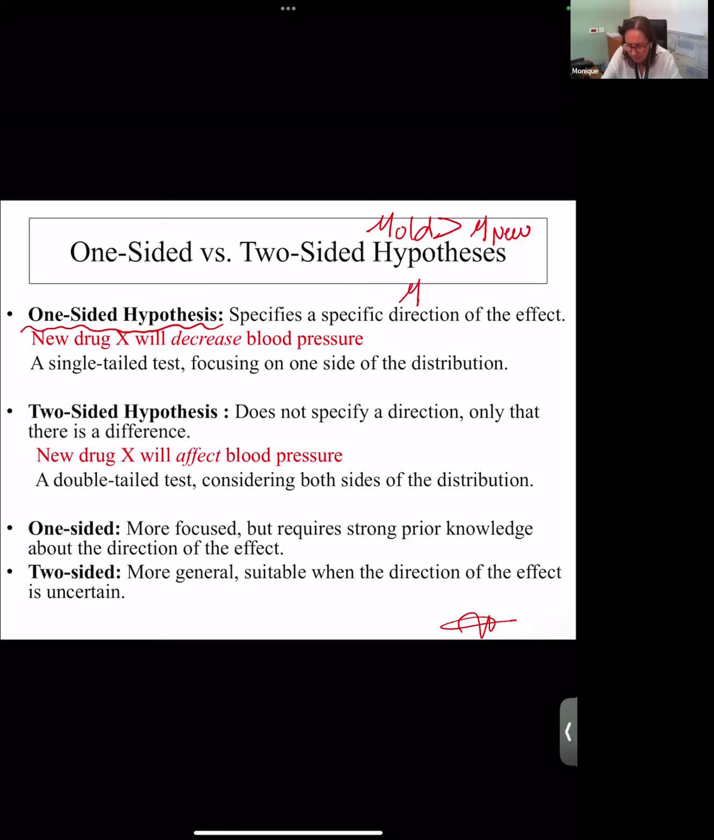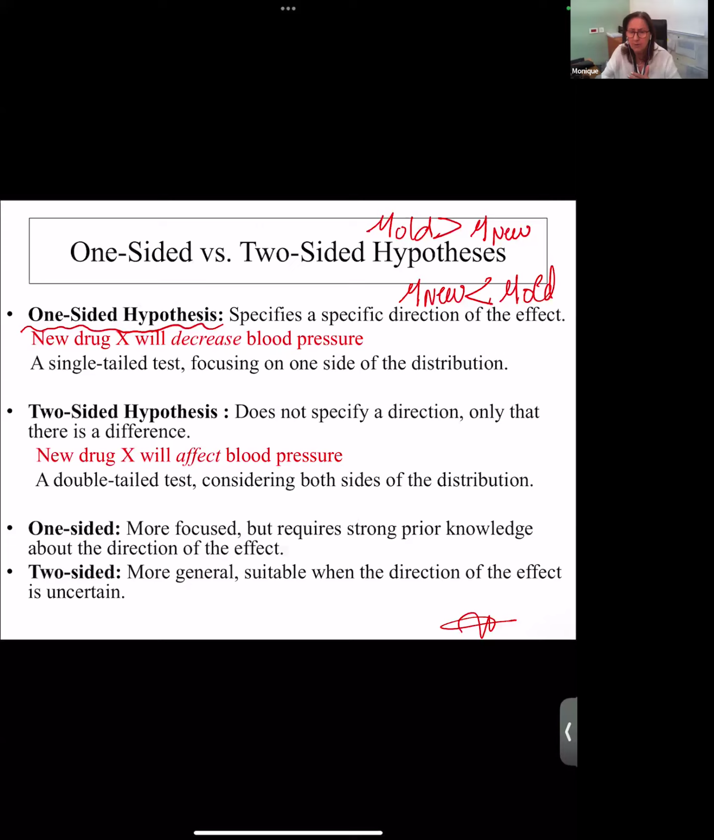Or I can say mu of new is less than mu of old, meaning that the mean blood pressure of the new would be less. So this is the expected direction. While if you do a study and you don't know exactly how the drug will work, whether it will increase or decrease, it will just affect blood pressure.